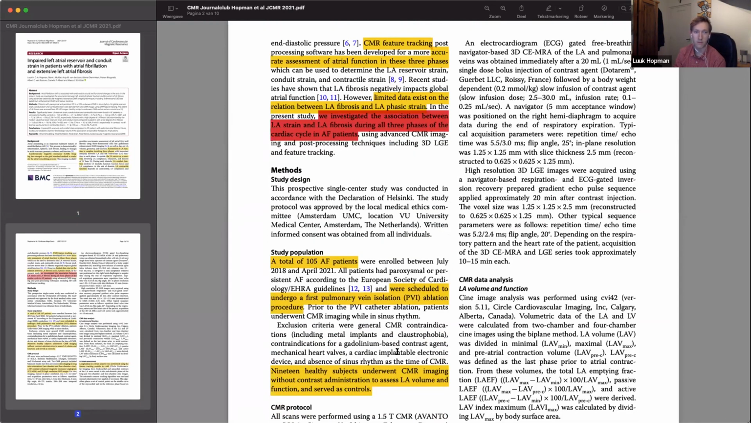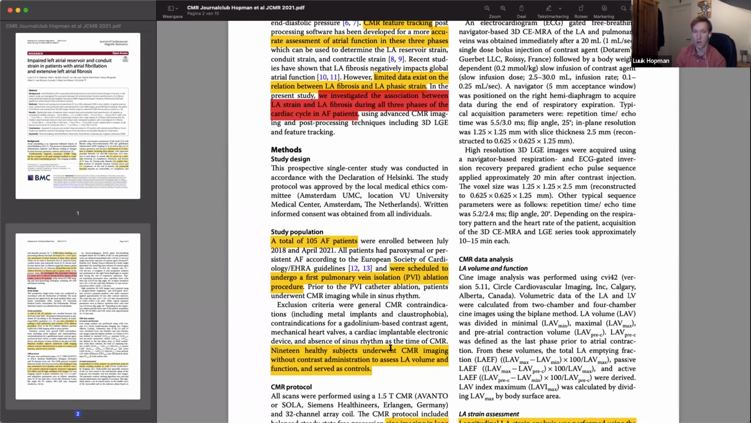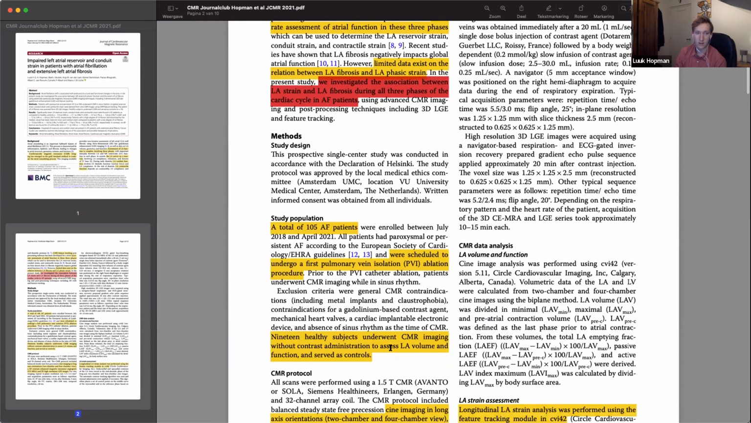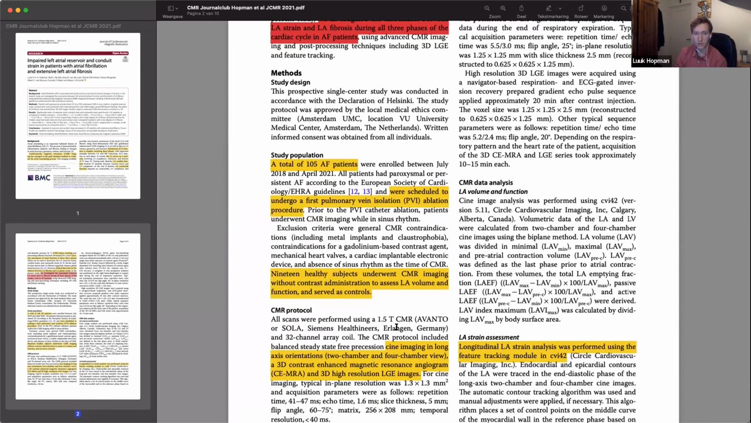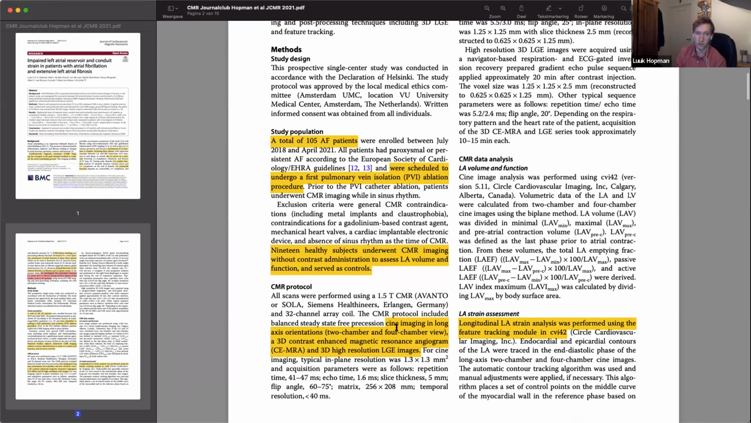We included 105 AF patients who were scheduled to undergo their first AF ablation procedure. Prior to the ablation procedure, these patients underwent CMR imaging. Important to note is that all patients were in sinus rhythm during the CMR scan. We also included 19 healthy volunteers who served as controls for the volume and function assessment. The CMR protocol consisted of cine imaging in a 2 and a 4 chamber view, a 3D contrast enhanced MRA, and 3D high resolution LGE imaging.